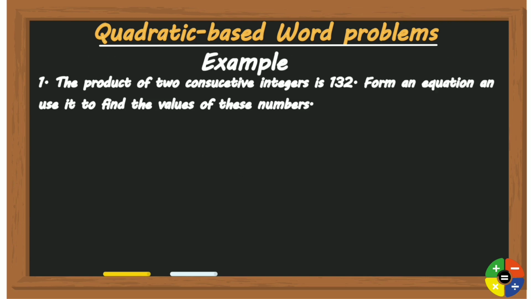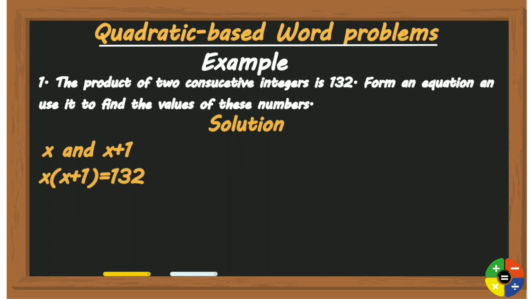Example: the product of two consecutive integers is 132. Form an equation and use it to find the values of these numbers. We start by letting the consecutive integers be x and x plus 1. Forming the equation, we get the product of x and x plus 1 is 132, which translates to x into x plus 1 is equal to 132. Multiplying out the bracket and rearranging gives x squared plus x minus 132 is equal to 0.